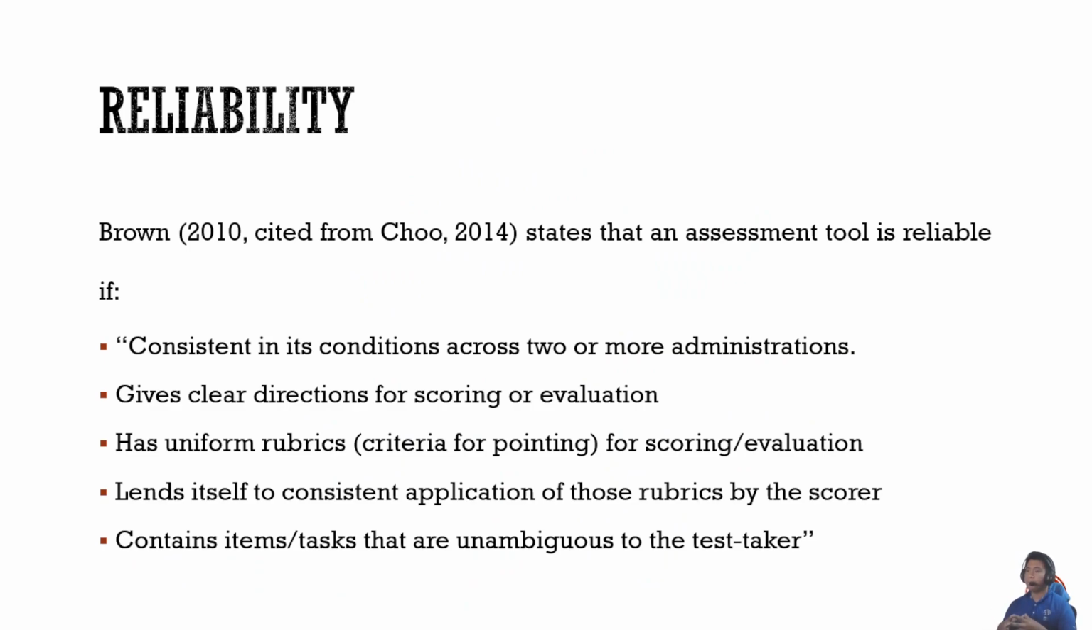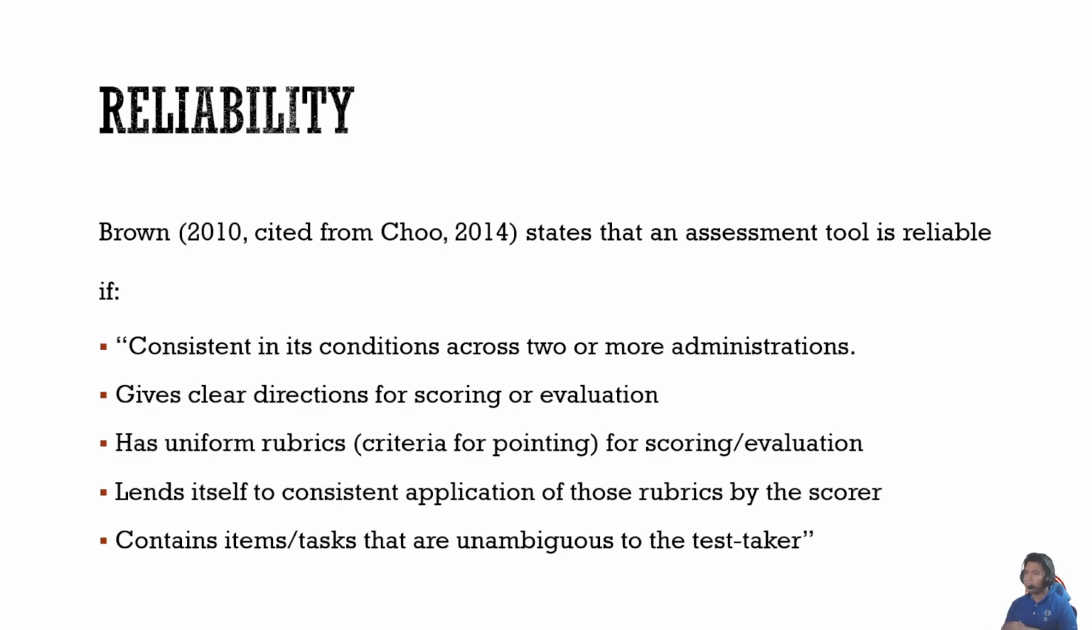According to Brown, as cited by Choo in 2014, an assessment tool is reliable if it meets the following conditions. Number one, a test is reliable if a student tends to score a similar score no matter when you administer the particular test. So if you administer it on June 1 and the student gets 5, expect that on June 17 he still gets 5, then the test is most likely reliable.